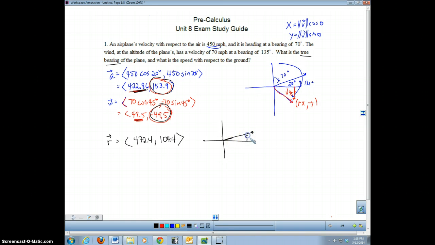So I've got to find this angle here, which would help me find the bearing, and I have to find the magnitude. The magnitude is pretty easy to find. We're just going to take the square root of 472.4 squared plus 104.4 squared, so it's the square root of x squared plus y squared, and we're going to get 483.8 miles per hour. Okay, so this would be our true speed. And for our bearing, we're going to find this angle theta, and we always use the inverse tangent of y over x.